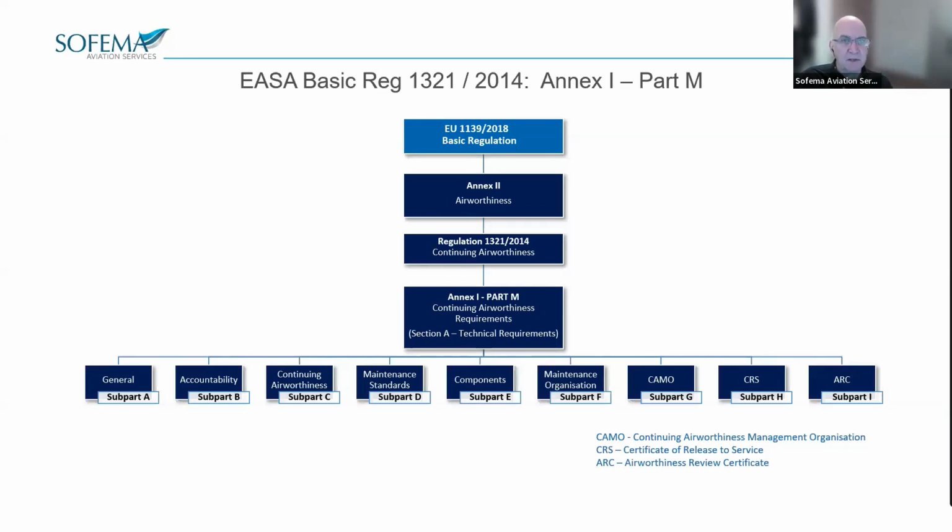It contains requirements for the operations of both the maintenance and CAMO organizations, including required personnel, facilities, documented processes, control of maintenance data, and the rules for certifying aircraft as airworthy and releasing them to service after maintenance.